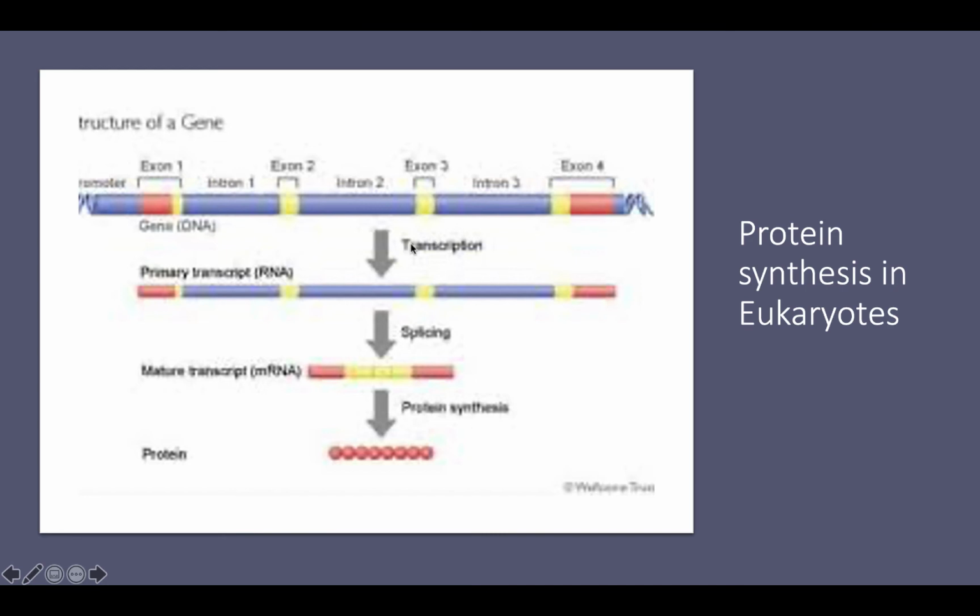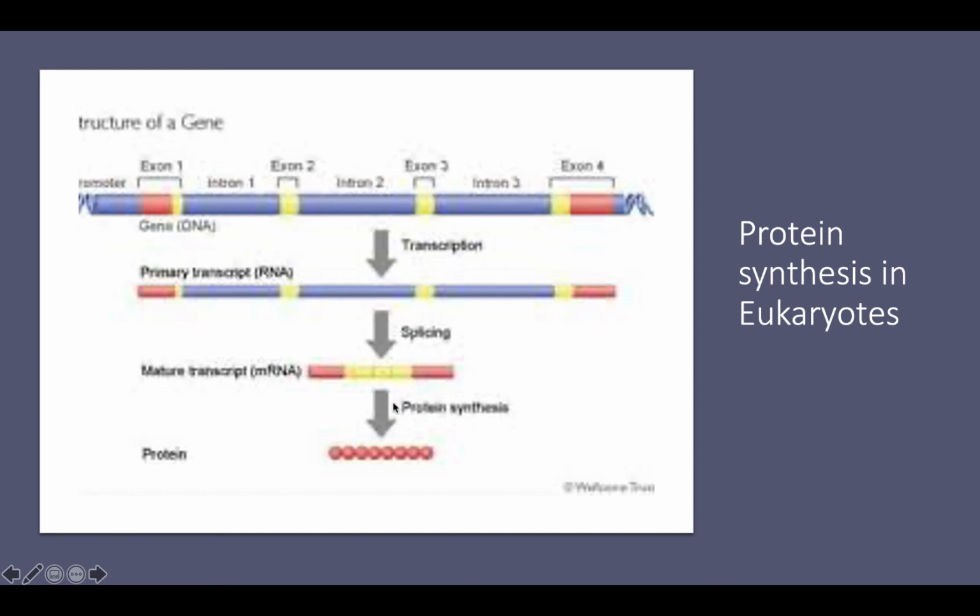So transcription: you make the primary RNA, all of it. You transcribe the whole thing from the promoter on down, and then you splice. You take out all the introns. Introns are intervening sequences, and all of them are removed. Then you have the mature RNA with the exons and translated regions.